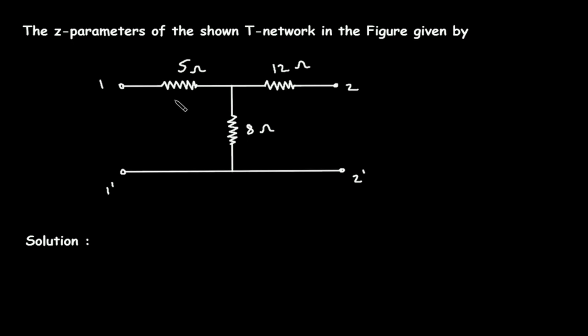Also we can see that there are a total of 4 terminals, that is 1, 1 prime, 2 and 2 prime. So 1 and 1 prime form port 1, and 2 and 2 prime form port 2. So it is a two-port network. We have to find its Z parameters. Solution.